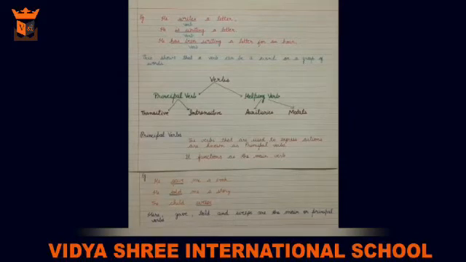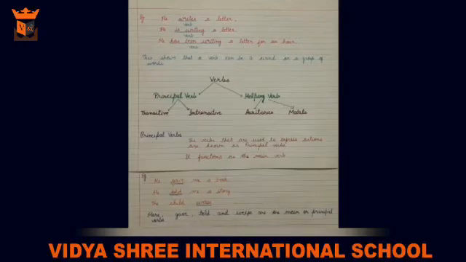Let us understand this with some examples. He gave me a book. Here, the action of giving has been done, so that's why gave is a main verb. He told me a story. A story has been told here, so told is a main verb. The child weeps. What is the child doing? Weeping. So weeps is a main verb here.